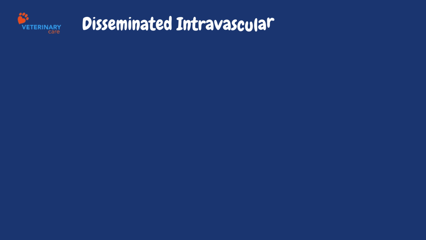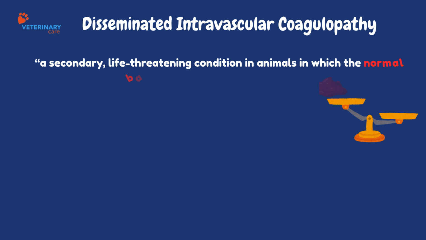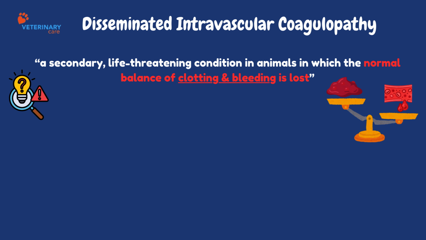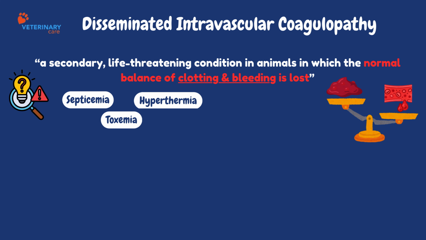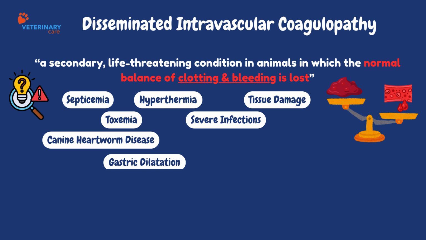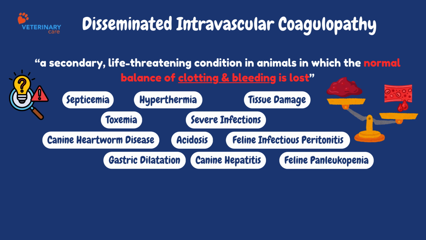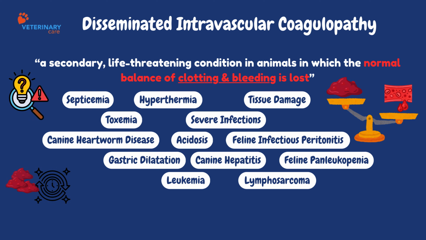Disseminated intravascular coagulopathy is a secondary, life-threatening condition in animals in which the normal balance of clotting and bleeding is lost. It always occurs due to an underlying problem such as septicemia, toxemia, hyperthermia, severe infections, tissue damage, canine heartworm disease, gastric dilatation, acidosis, viral diseases like canine hepatitis, feline infectious peritonitis, feline panleukopenia, or cancers such as leukemia and lymphosarcoma. The key concept is that both excessive clot formation and excessive clot breakdown occur at the same time.